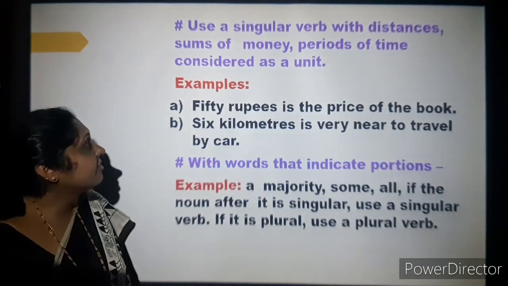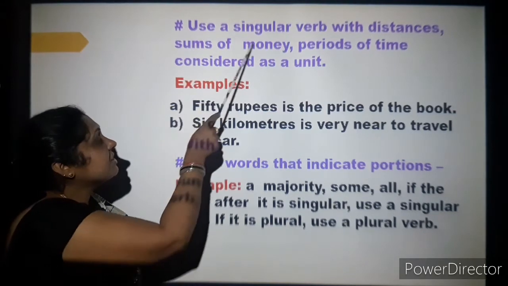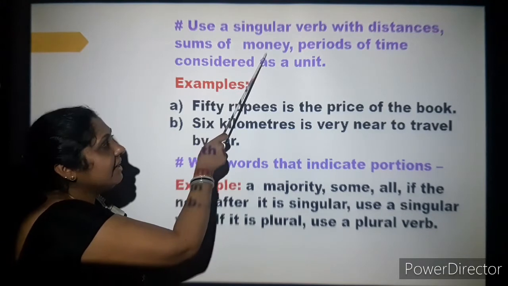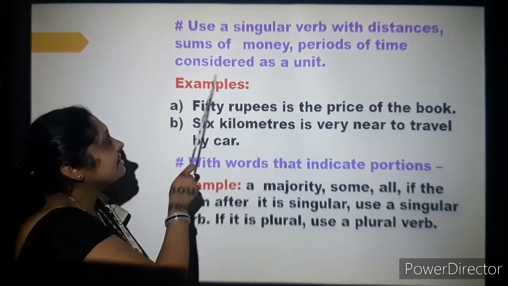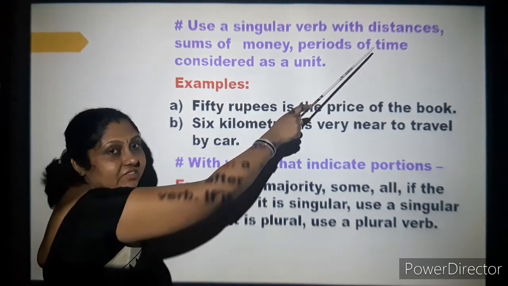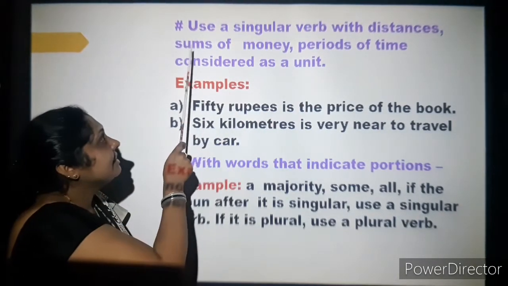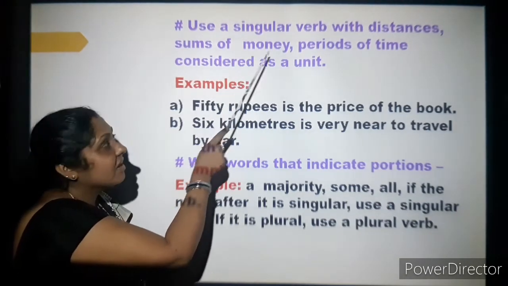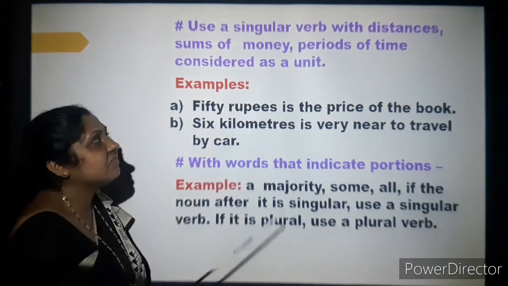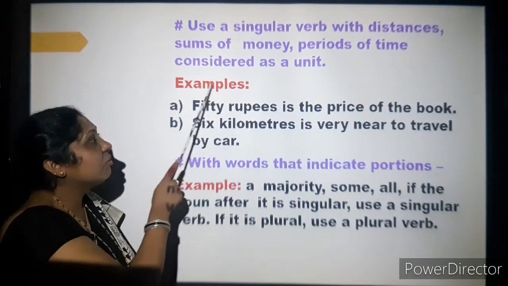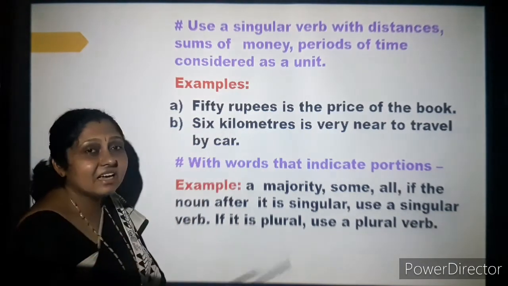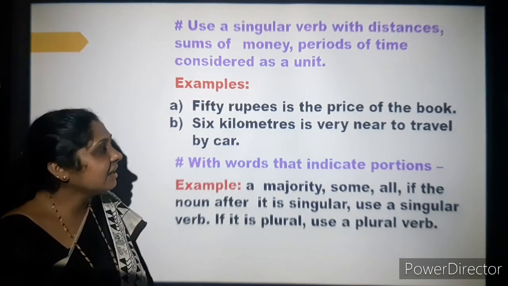So here I have given you the usages. Use a singular verb with distances, sums of money, periods of time considered as a unit. Concentrate here. Distances, when you are telling about distances, then sums of money, then periods of time. So all these usages, when you put them in a sentence, you have to go for a singular verb because we consider it as a unit. It is a single unit.